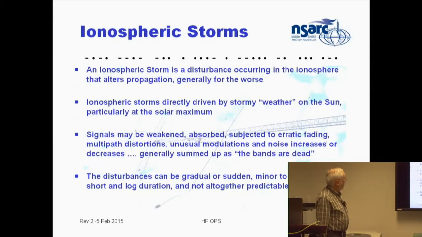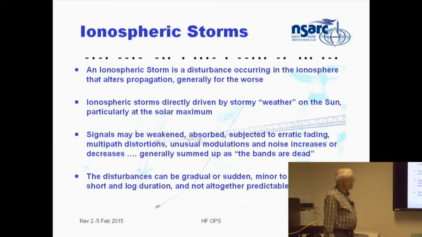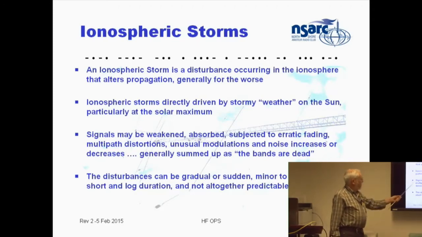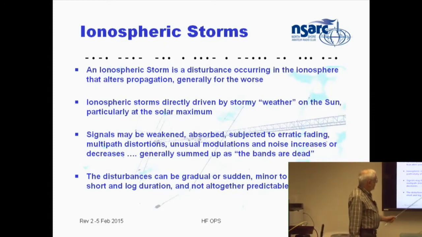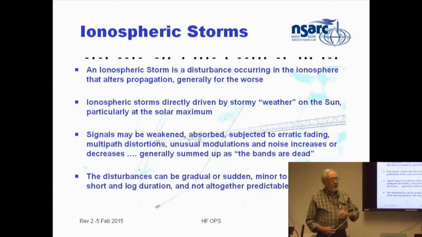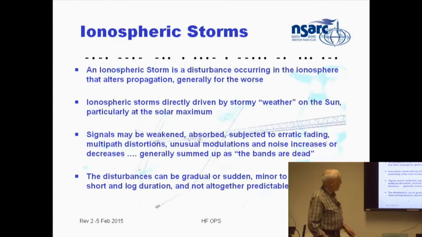Well, it gets worse with the ionospheric storms. We call the ionospheric storm a disturbance in the ionosphere driven by the weather on the sun. The terms that we're looking at here, stormy, brings back the notion of space weather. Okay, we talk about space weather because we have storms and disturbances.